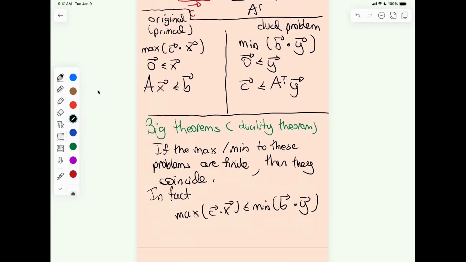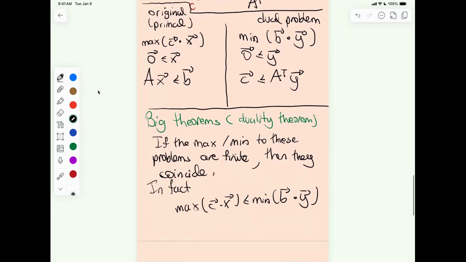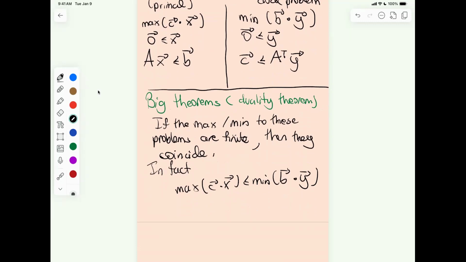And that is used a lot in practice, because it is an easy way to certify that you found a max or a min to the problem. Imagine you don't know if you made a mistake when finding the solutions. If you tell me, I think I found the max to this problem and the min to this problem, and they happen to give the same value for the expressions, then you know you're good to go. That's important because in practice these problems can involve thousands of variables.